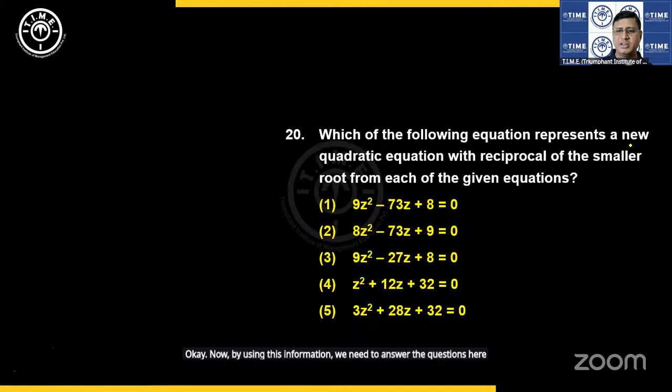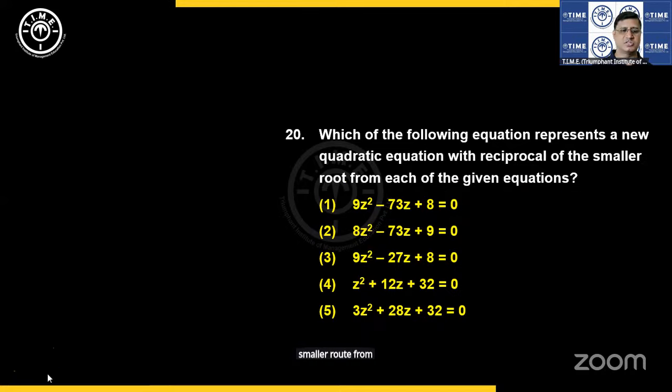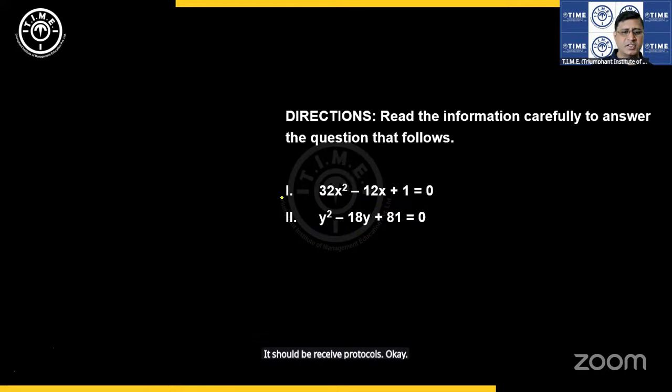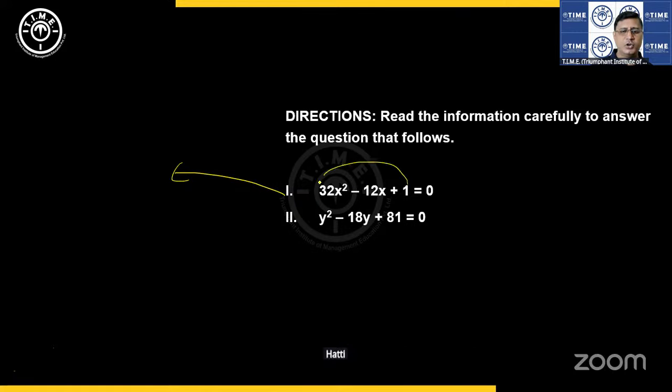Which of the following equations represent a new quadratic equation with the reciprocal of smaller root from each of the given equations? So we need to find out a new quadratic equation by using the smaller roots from each equation. And here it should be reciprocals. Okay. First of all, find out the roots of the first equation. 3 times 1 is 3.